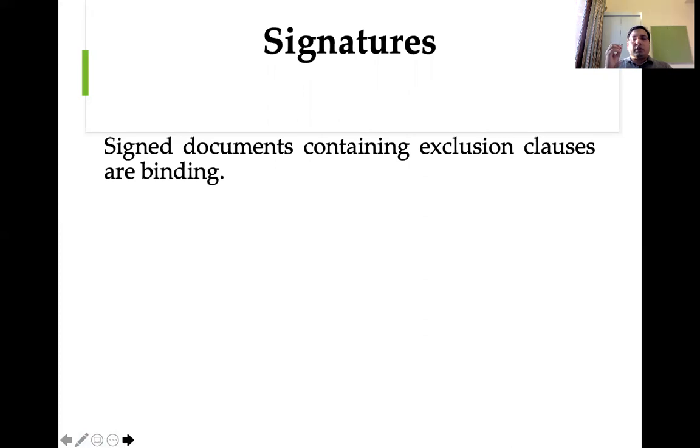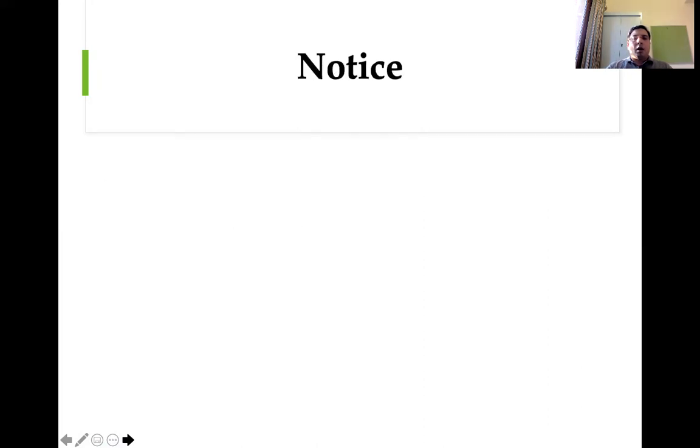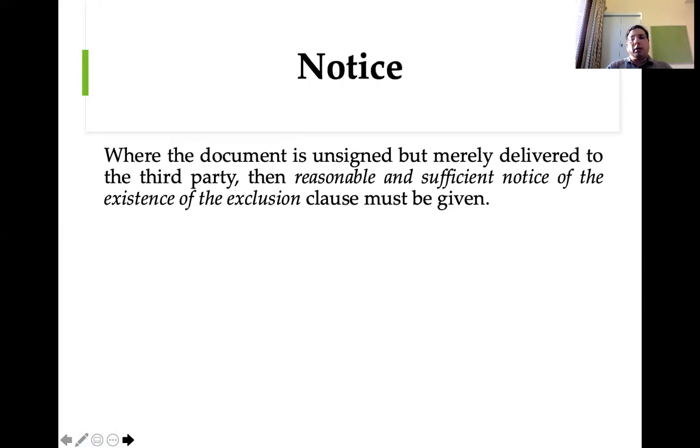Signature. There's a general rule that if you sign a document, you're bound by it. So by simply signing a document which contains exclusion clauses, you become contractually bound by those exclusion clauses. And then there is a requirement that reasonable and sufficient notice of the existence of exclusion clauses must be given at the time when the document is being signed.